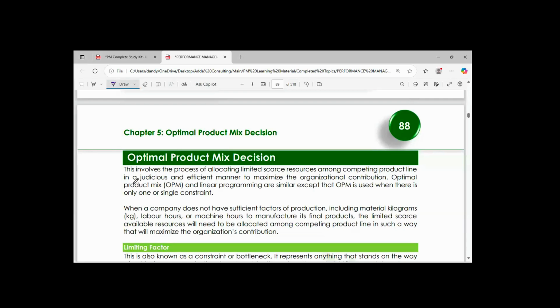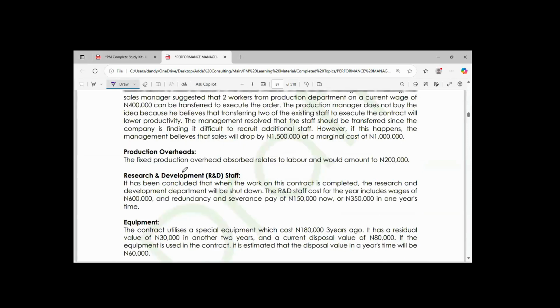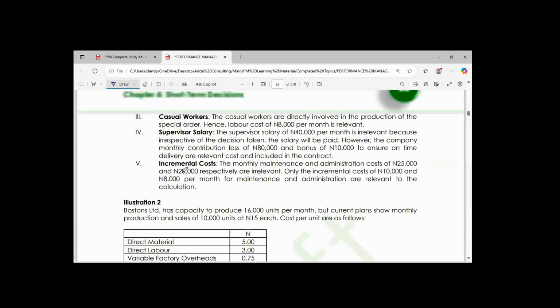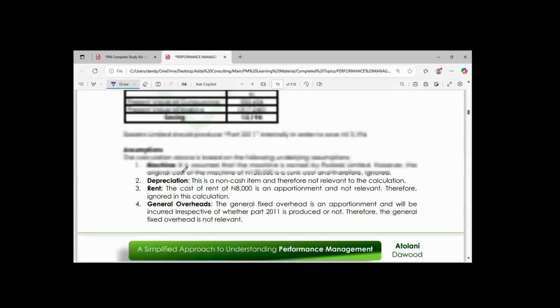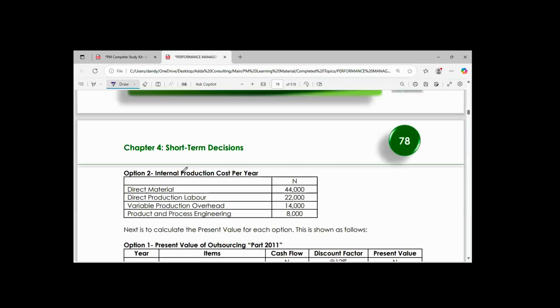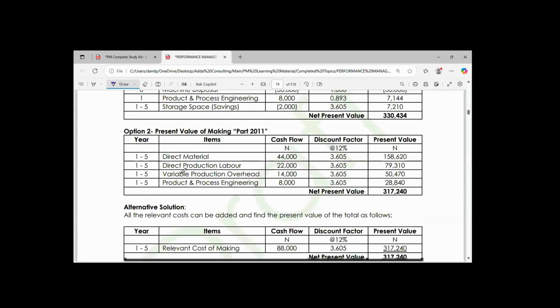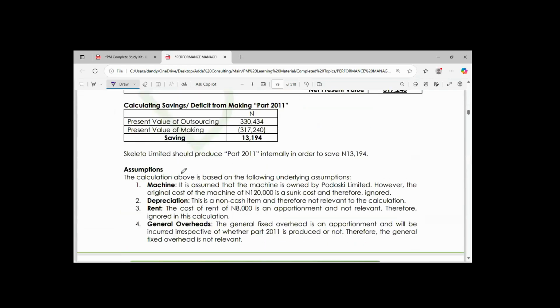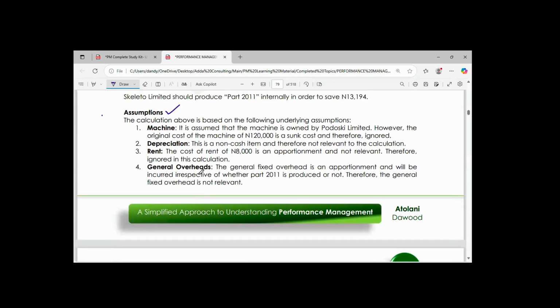Optimal product mix decision. So that's what I want to show to you. Let me go back to the question. This is the question we just finished solving. I want to show you the answer to part C. Like I was trying to tell you the other time, you have to show all the assumptions that you have made. It's not sufficient for you to just ignore some numbers and pick the other figures. Why did you ignore those ones? So you need to state all your relevant assumptions.